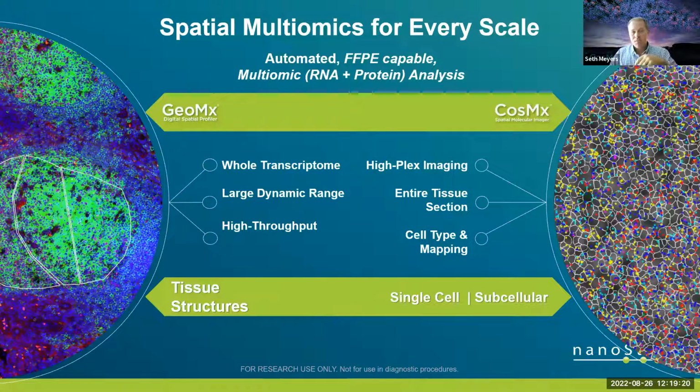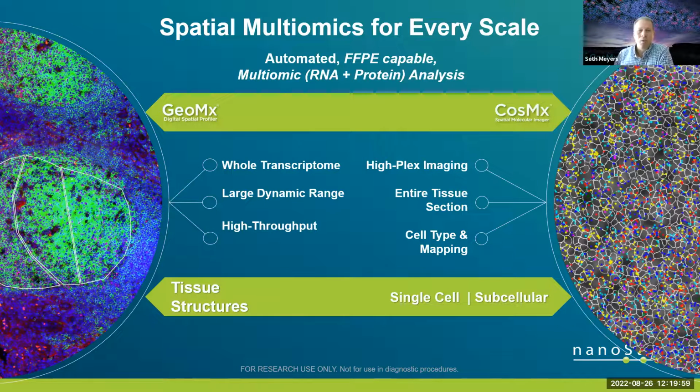So we talked about our GeoMx system here, and what we're also in the midst of launching is our CosMx system. As a quick reminder, our GeoMx system enables whole transcriptome. It's got a large dynamic range of over 5 logs, ultra high throughput, really a great tool for looking at these tissue structures. But we also found a need to get down to single cell resolution. And so each of our systems has an automated pipeline, is FFPE compatible, and is multi-omic, able to do RNA and protein analysis.